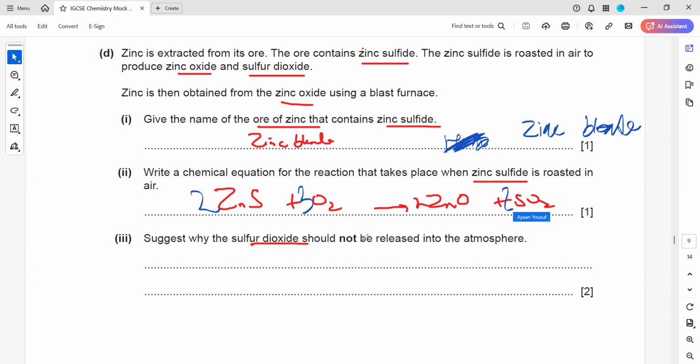Then why should sulfur dioxide not be released into the atmosphere? So what is the adverse effect of sulfur dioxide? Sulfur dioxide is an acidic oxide which can mix with moisture or water vapor in the atmosphere, which leads to acid rain and can damage the stonework, buildings or statues. It can also affect marine life, can kill fish, and can affect the plants as well. So one mark is for mentioning that it will mix with water and form acid rain. And then as a result of the acid rain, it can damage the stonework, buildings, statues.